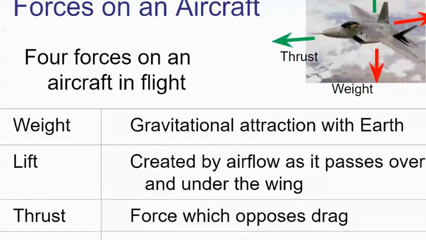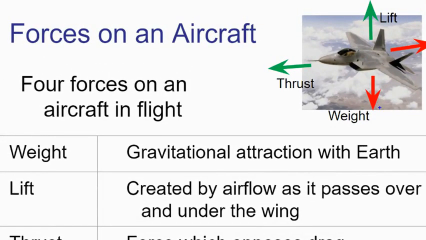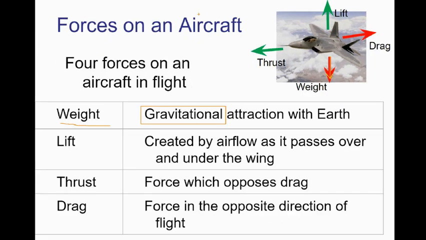Let's start with weight. We can see that weight always acts in the downward direction towards the Earth. It's the attraction to the Earth that we typically call gravity. So whenever you're thinking about weight, think about gravity. It's the force of gravity that acts downward. We call that weight. Lift is the force that opposes gravity.